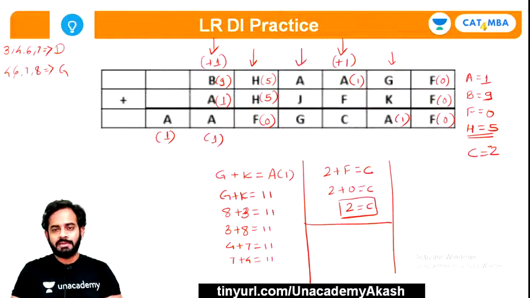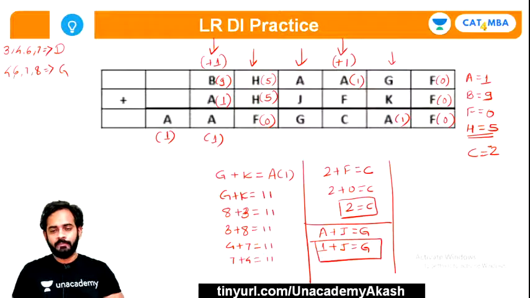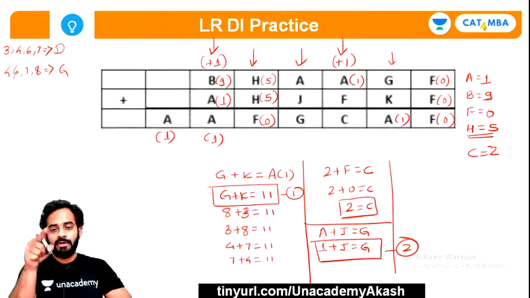Now for the next column, there is no carry forward. So we know that a plus j is equal to g. Now the value of a is 1 and the values of j and g we are supposed to find out. So 1 plus j is given as g. Now what are the different values possible here? According to this, let's say this is equation 1 and this is equation 2. In equation 1, there are 4 cases possible, 1 2 3 and 4, and I hope all of you are able to understand this.